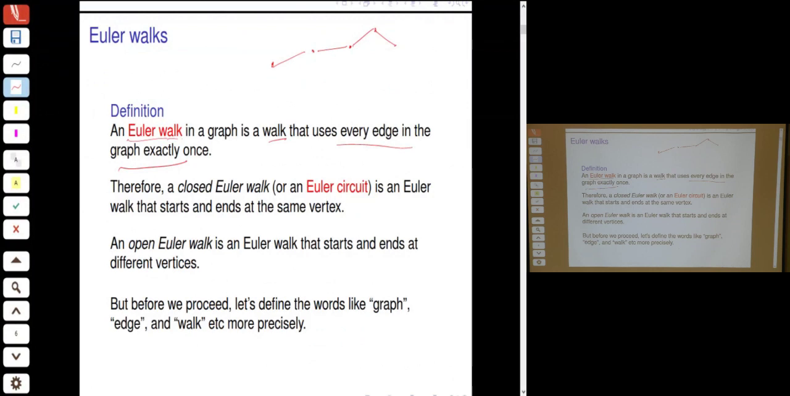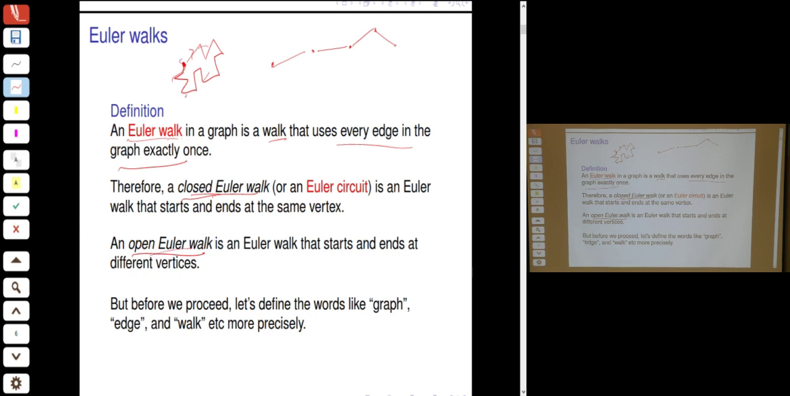There are two kinds of Euler walks, a closed Euler walk or an open Euler walk. So, what is a closed Euler walk? A closed Euler walk is that you start from a point in the graph and you traverse each edge of the graph exactly once and you return to where you started from. So, this is a closed Euler walk. It is naturally closed because you form a closed loop in your walk.